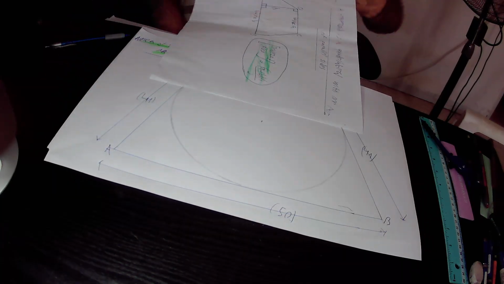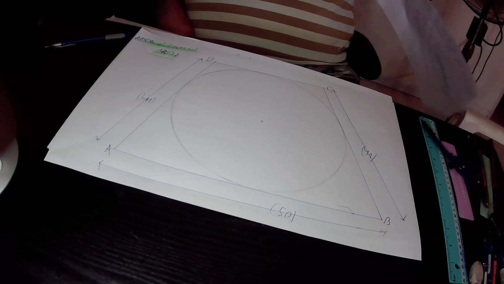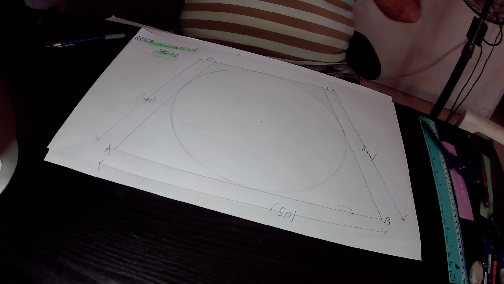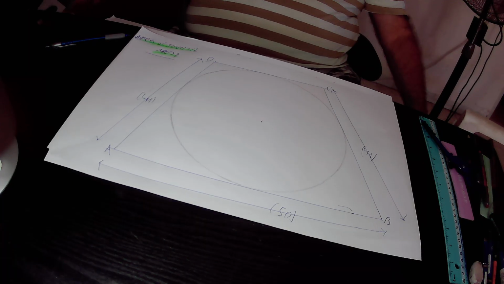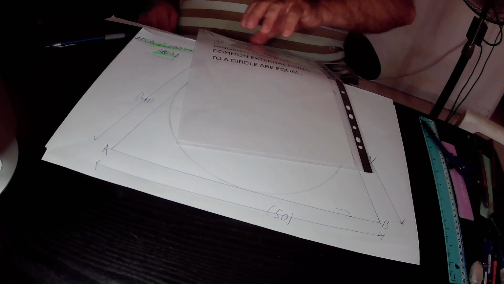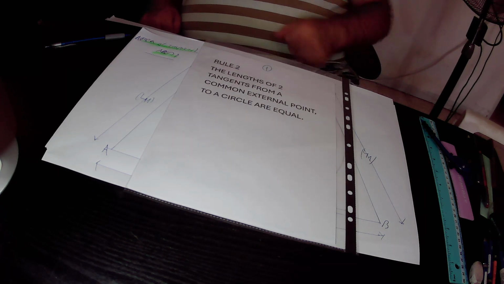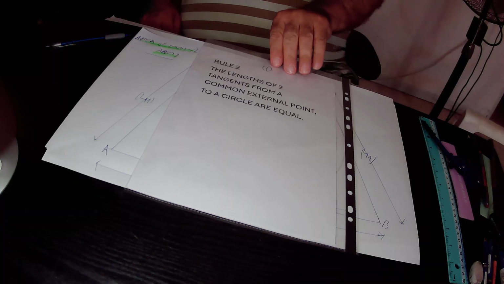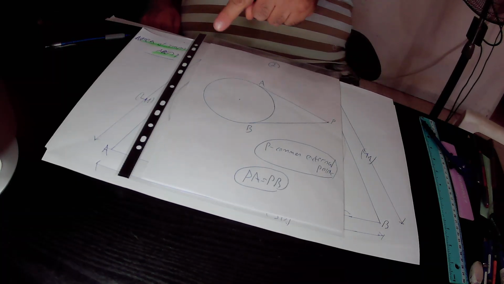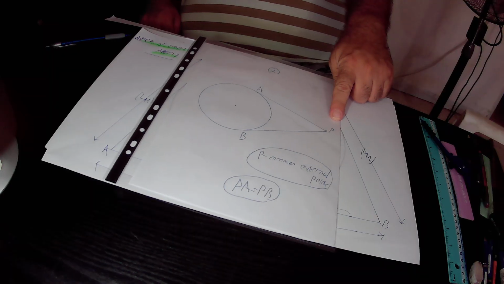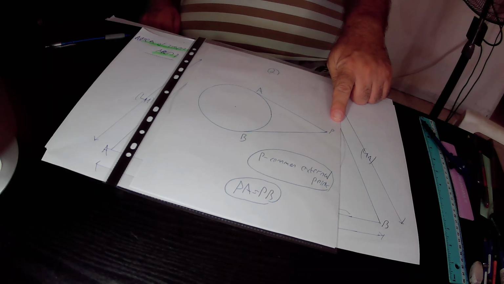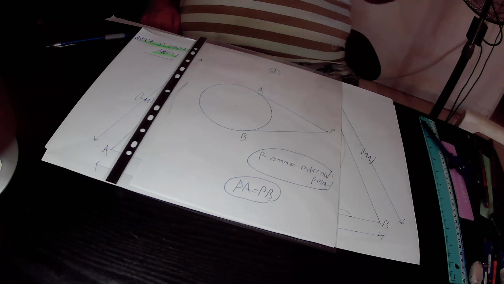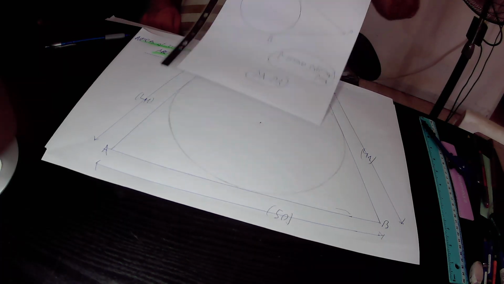So, in the first step, we will implement rule 2 in our drawing. We click on rule 2. According to rule 2, the lengths of two tangents from a common standpoint to a circle are equal. In the drawing, we have a circle. This is the common standpoint, point P. From point P, we have two tangents to this circle, tangent PA and tangent PB, and according to rule 2, they are equal to each other. That is to say, PA equals PB. So we can implement rule 2 in our drawing.